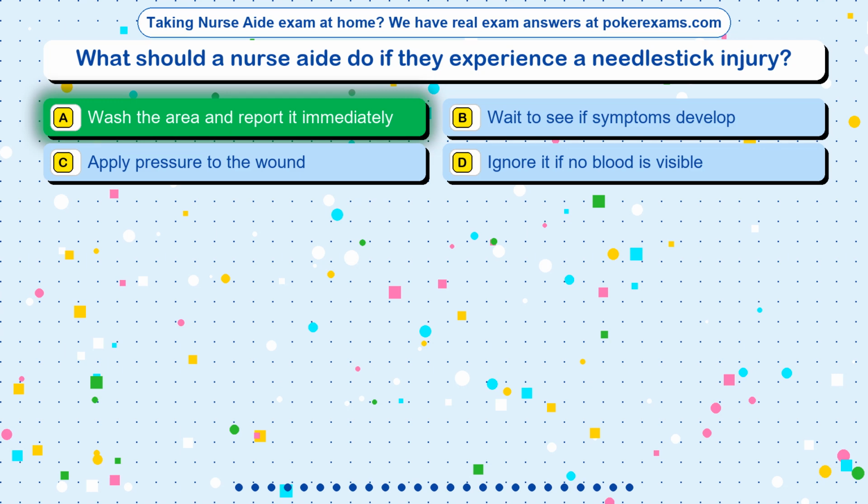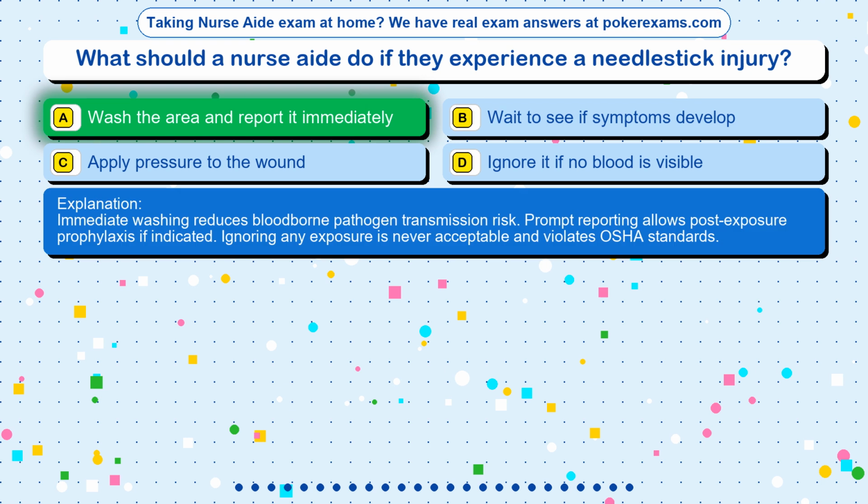The correct answer is option A. Wash the area and report it immediately. Immediate washing reduces bloodborne pathogen transmission risk. Prompt reporting allows post-exposure prophylaxis if indicated. Ignoring any exposure is never acceptable and violates OSHA standards.